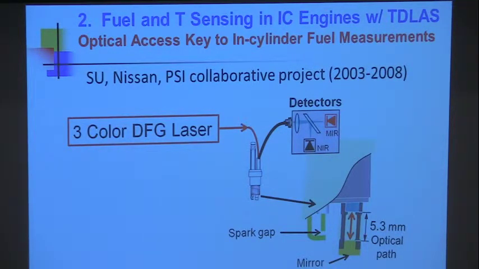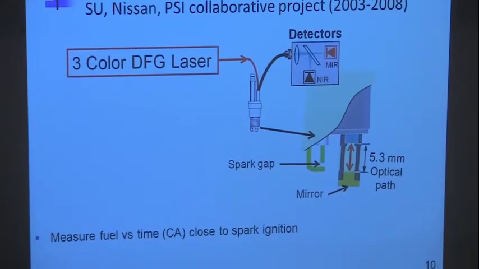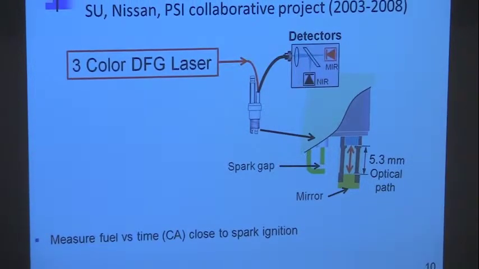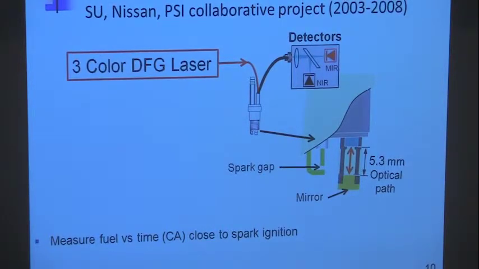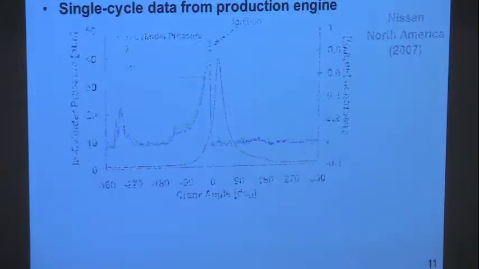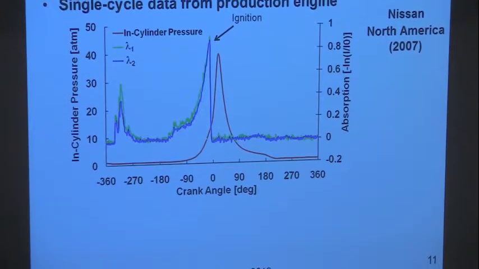And this mirror doesn't have to be perfect, as long as you're taking ratios. But we have to have significant absorption. All right, and the goal then, measure fuel versus time, crank angle close to ignition. I'm just going to skip to some results.